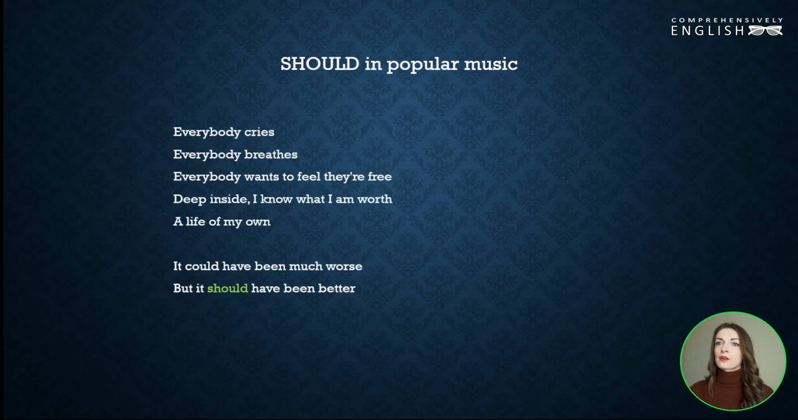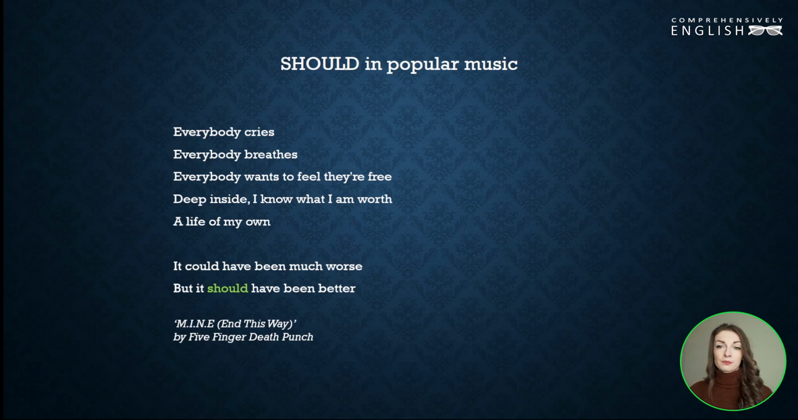Everybody cries, everybody breathes, everybody wants to feel they're free. Deep inside I know what I'm worth, a life of my own. It could have been much worse, but it should have been better. M-I-N-E, and this way by Five Finger Death Punch.